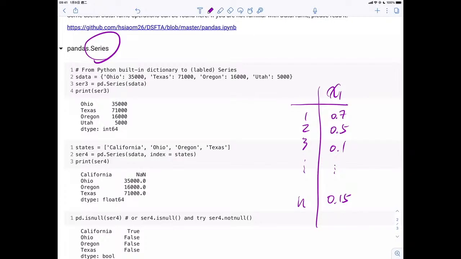Here's an example. You have the data, and it looks like this. So basically, that is the index, and that is the value. The index is Ohio, Texas, Oregon, Utah, and the value is at the right-hand side. You can describe your data by using the pandas series data structure.